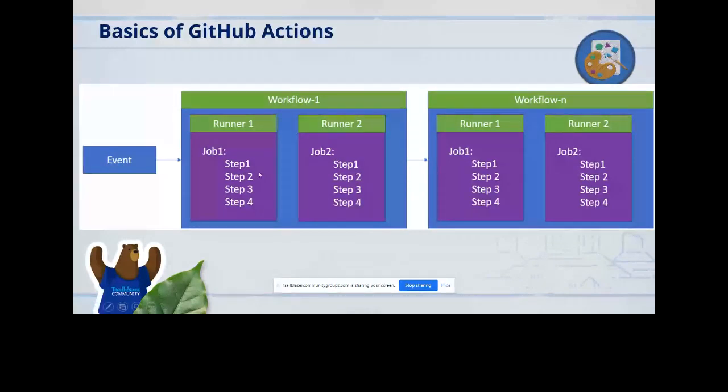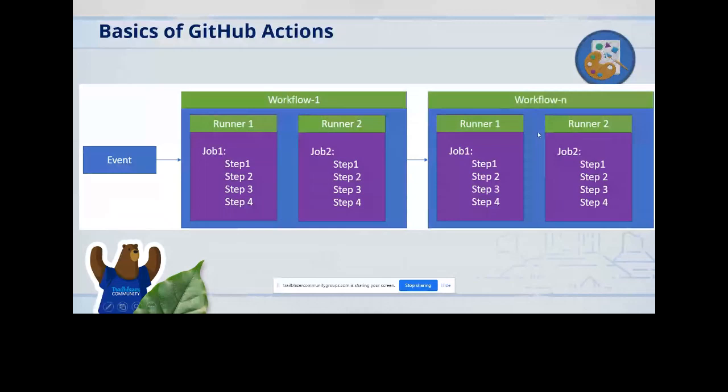Similar to that, once the pull request is getting approved, there might be a second set of actions that is going to get executed. That is the next workflow file. And for that, there will be a separate runner, separate jobs defined, and separate steps defined. This is the overall view of GitHub Actions.